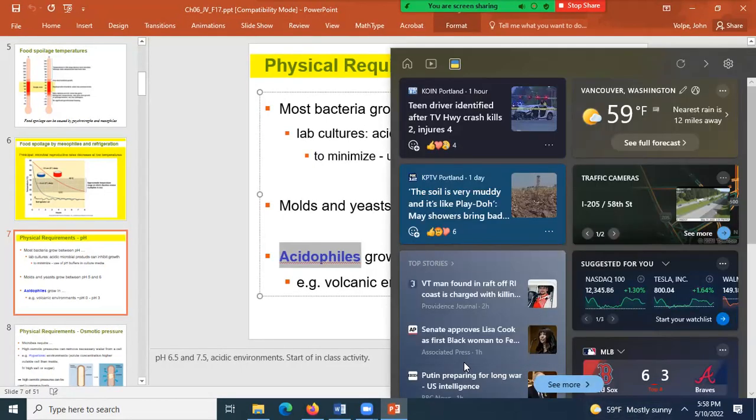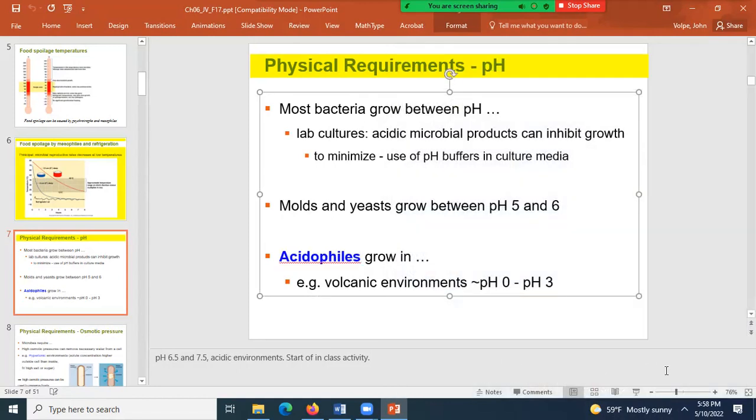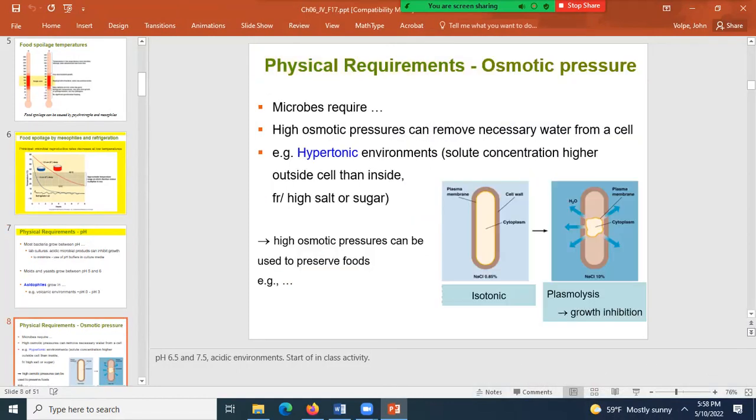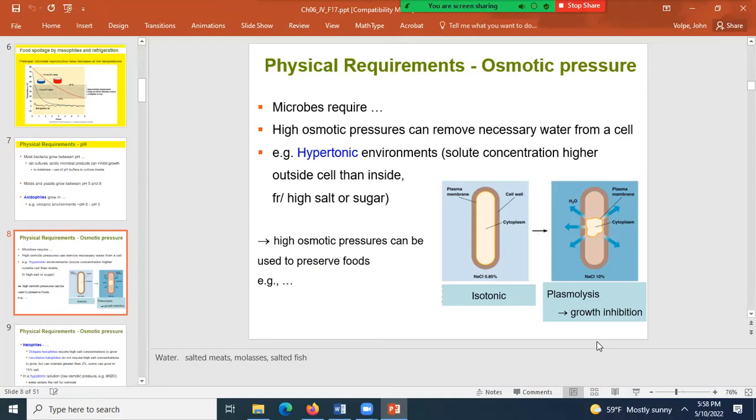Excuse me, not lower the pH of the stomach, it'll raise the pH of the stomach. All right, any questions about pH? If not, let's move on to osmotic pressure.